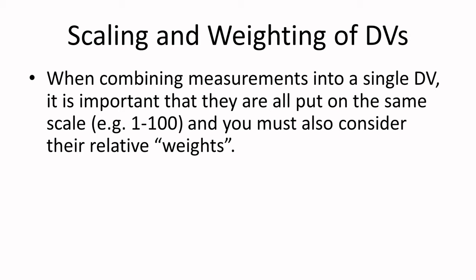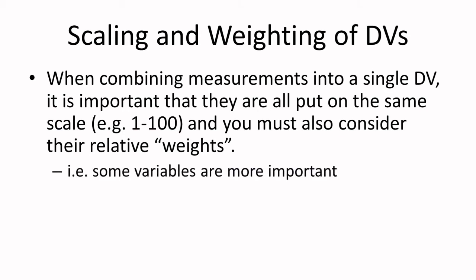And then after you do that, after you put everything on the same scale, then you have to consider their relative weights. And by weight, I just mean you might have reason to believe that some variables are more important than others. So those variables should weigh more. And when it comes to the example of the stress level and the cortisol thing, I would argue that the cortisol levels are more important. So you could give that a weight of 2. Whatever the rating is for that is multiplied by 2. And then for the self-report, that would have a weight of 1.